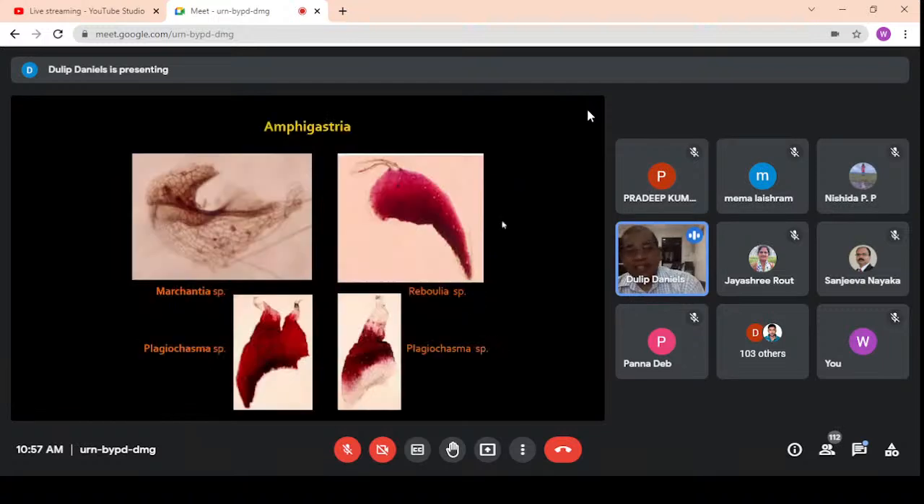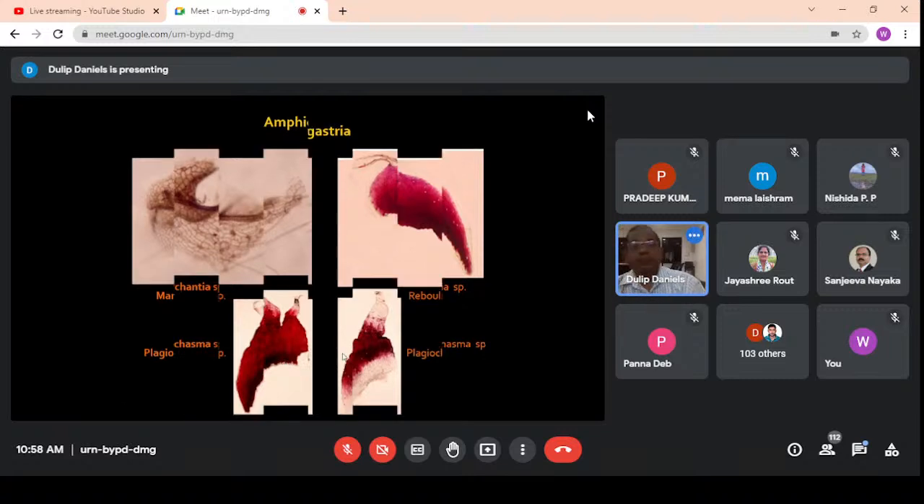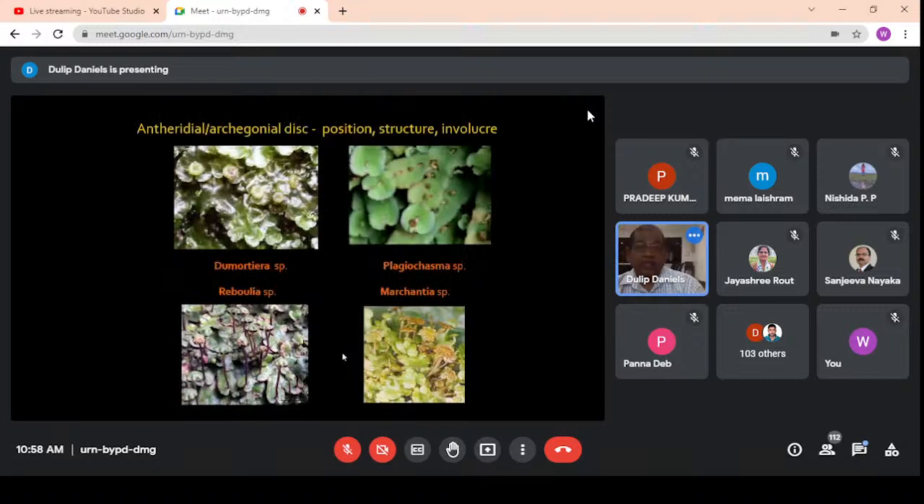Coming to the amphigastria or the ventral leaves. This is Marchantia. This is Riccia. Plagiochasma, two different species, one is rupestre, one is intermediate. The position of even the discs. Humoteria has it at the apex. Plagiochasma normally has it a little behind the apex. Riccia has it at the apex, and this is Marchantia. This is a male disc, not the female disc.